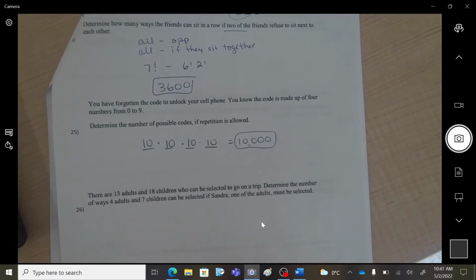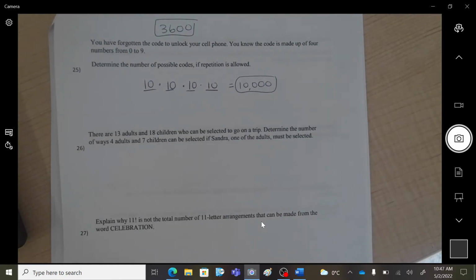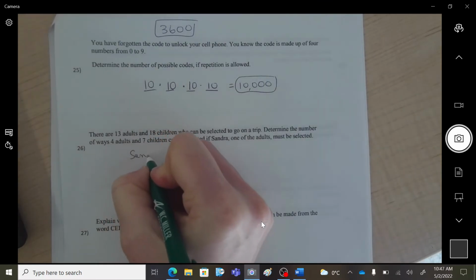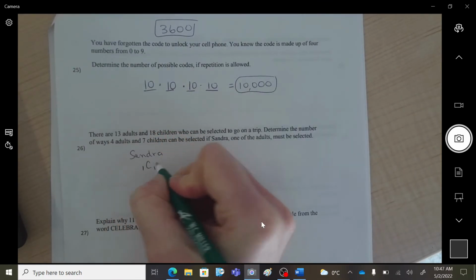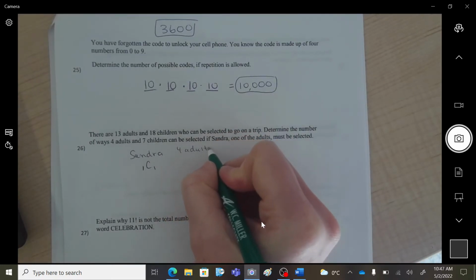So how many arrangements are there? 13 adults, 18 children getting together for a trip. Determine the ways 4 adults and 7 children can be seated, if Sandra, one of the adults, must be selected. Oh, they're being selected. So I need Sandra. So Sandra, choose Sandra. I need 4 adults.